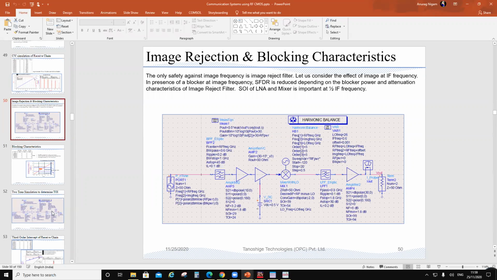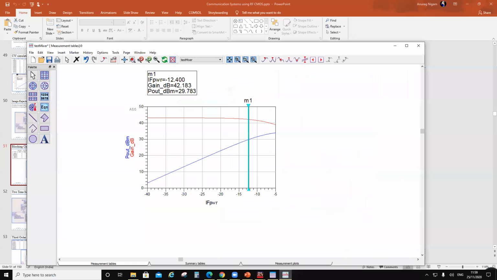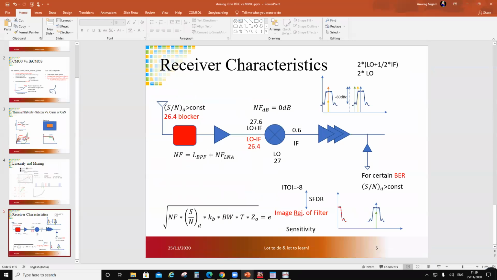Okay, so I am going to stop here. I hope you can take this idea. You can think about what that filter is doing and what a blocker will do. In the absence of a blocker, you can look at sensitivity, or you can look at the SFDR with lower limit of sensitivity. But in the presence of a blocker at the image frequency, you are looking at the rejection of the filter and the TOI. So you understand that the SFDR is curtailed by a blocker. That's the whole idea when you are designing.